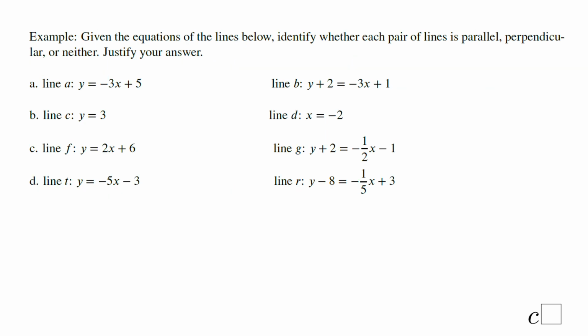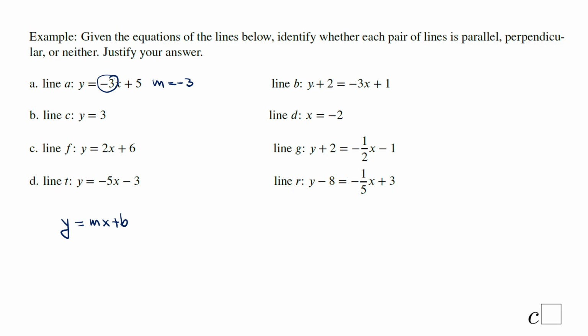Okay, so now we can take a look at the next part of the lesson, which is nothing else than identifying whether lines are parallel, perpendicular, or neither, based on the equation. In this example, we notice we have line A, which has the equation y equals negative 3x plus 5. Using the slope-intercept form we just discussed, we know the slope is negative 3. So m equals negative 3.